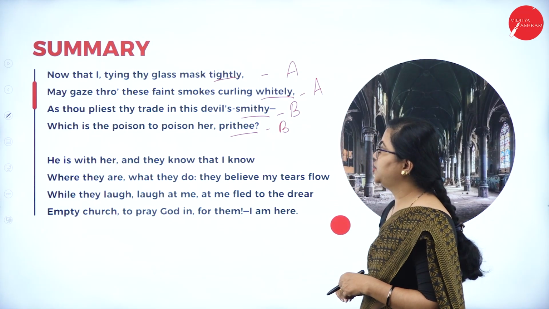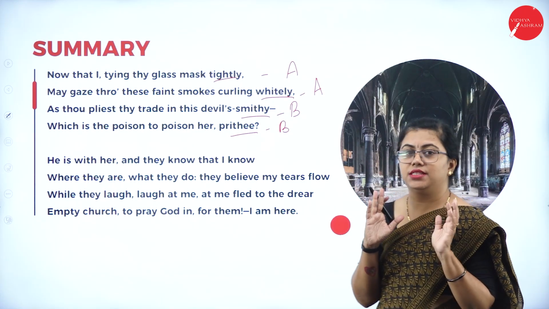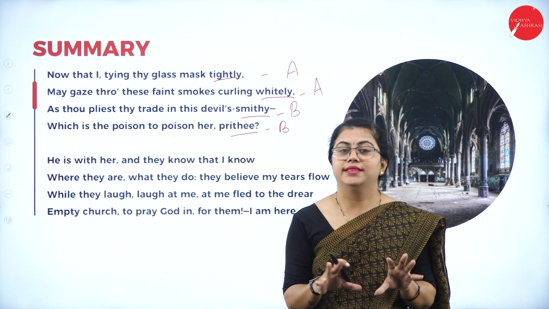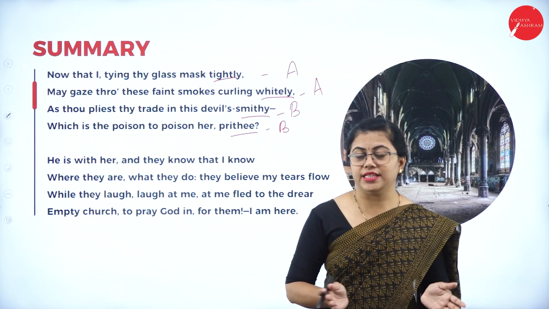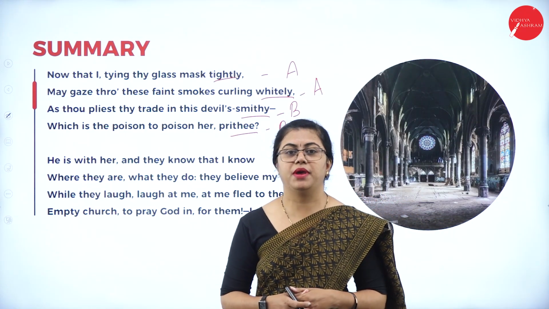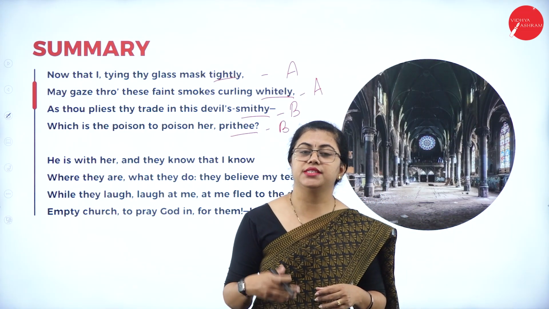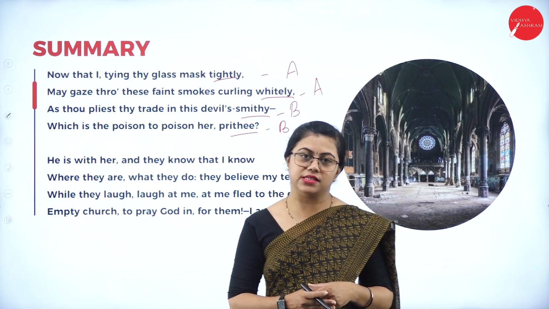As thou pliest thy trade in this devil's smithy. So she's talking about that mentality of hers. So this devil's smithy she's talking about means she's talking about the presence of that hatred in that laboratory. She feels that this laboratory, since she is preparing the poison there, she is talking about it like a devil's place, a place where devil resides.